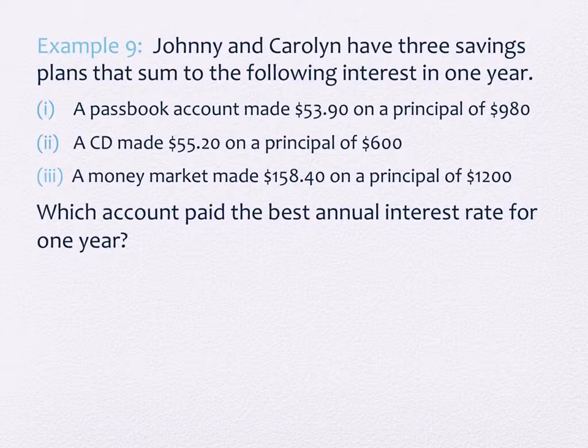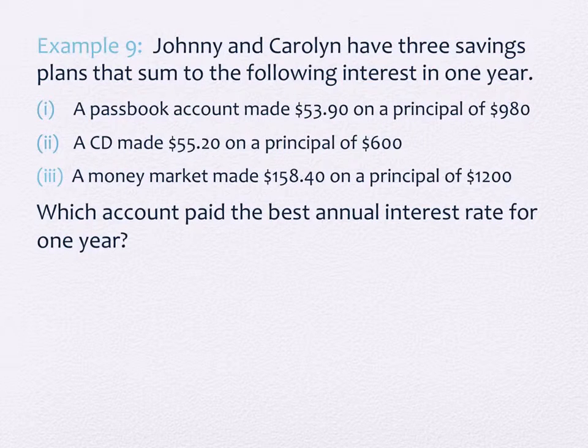Johnny and Carolyn have 3 savings plans that sum to the following interest in 1 year. The first one, a passbook account, made $53.90 on a principal of $980. The second one, a CD, made $55.20 on a principal of $600. And the third one, a money market, paid $158.40 on a principal of $1,200. Which account paid the best annual interest rate for the year?